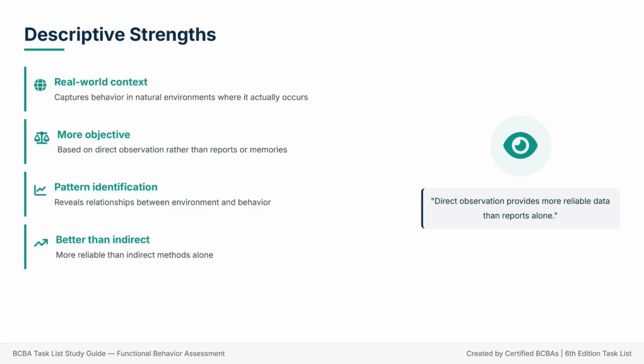Descriptive FBA has several strengths. It captures behavior in real-world contexts, which increases ecological validity. It is more objective than indirect methods, because it is based on direct observation. It allows us to identify patterns across multiple observations. And overall, it provides more reliable data than indirect assessment alone. This makes descriptive FBA a strong middle step between indirect methods and functional analysis.